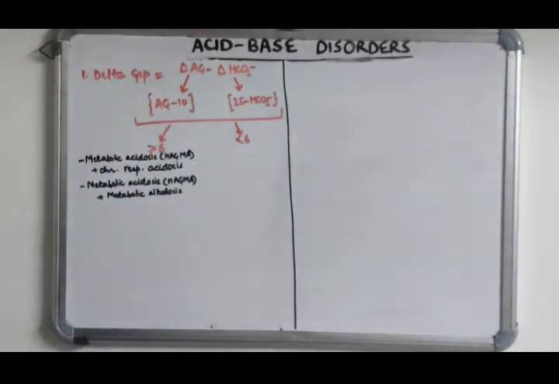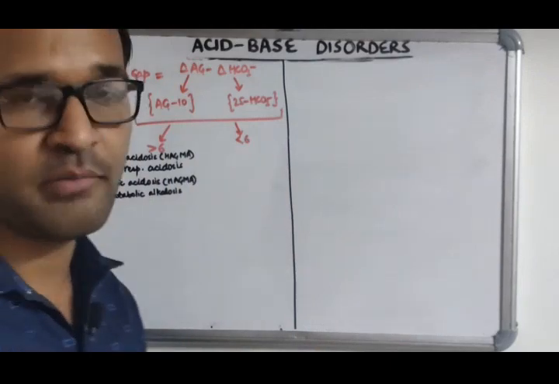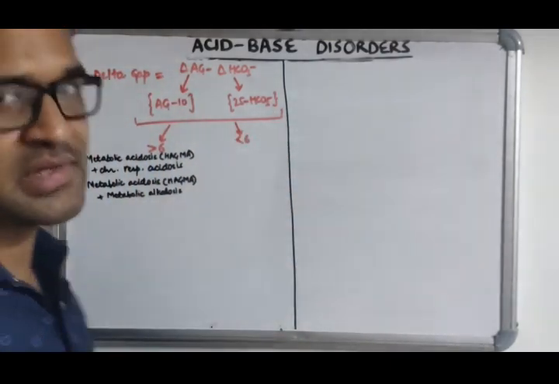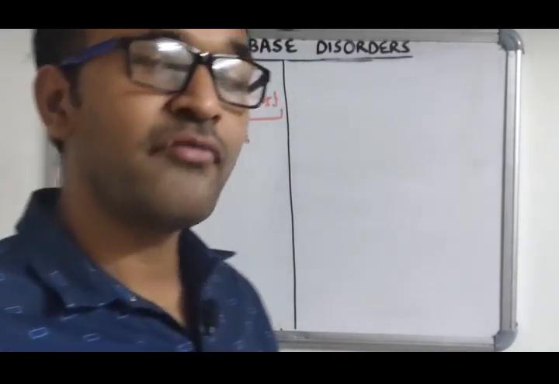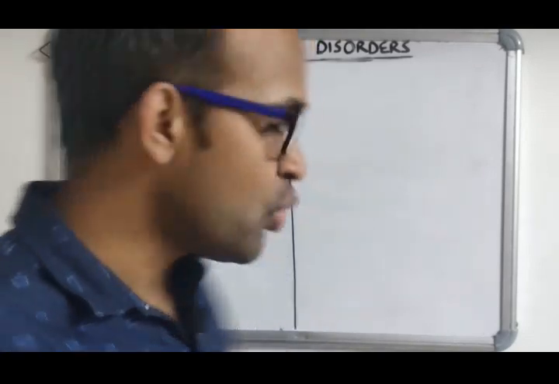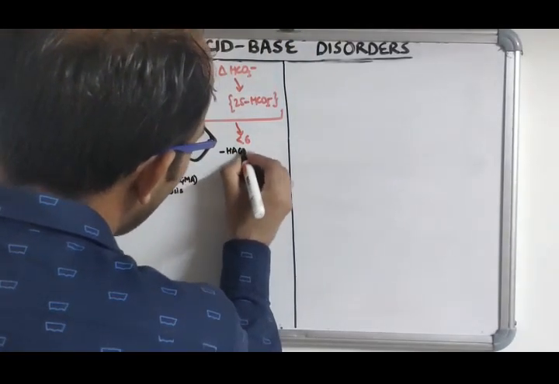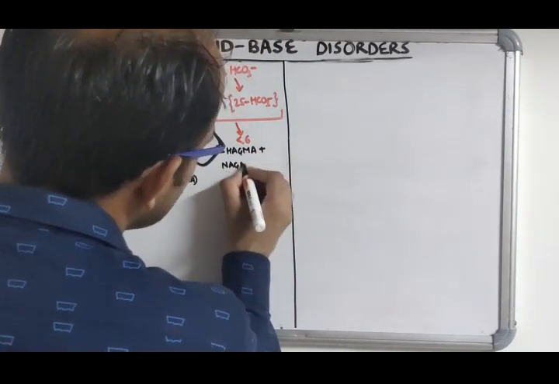If this gap is less than 6, that suggests that the rise in anion gap is less than the fall in bicarbonate. Particularly if this gap is too less, that suggests that the rise in anion gap is less than the fall in bicarbonate. So when will it happen? It will happen if somebody is having combination of high anion gap metabolic acidosis plus normal anion gap metabolic acidosis.